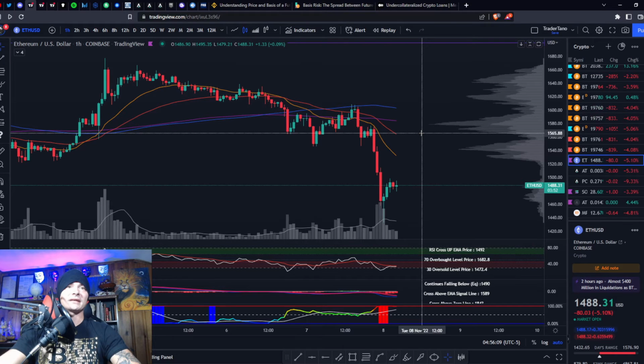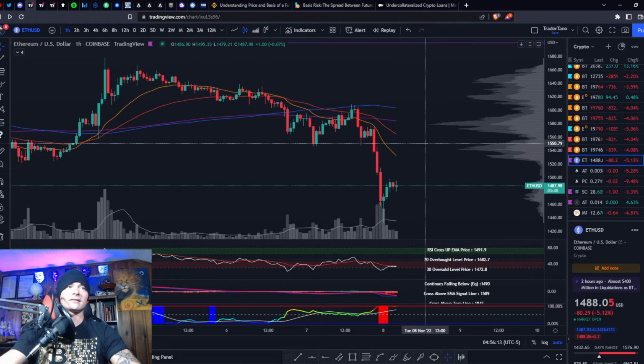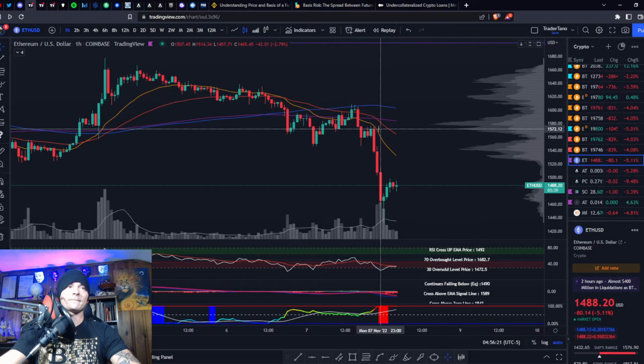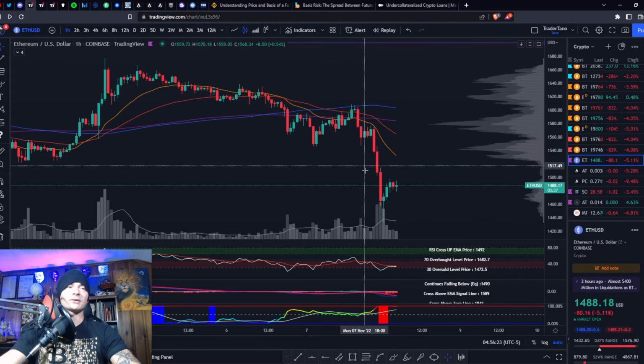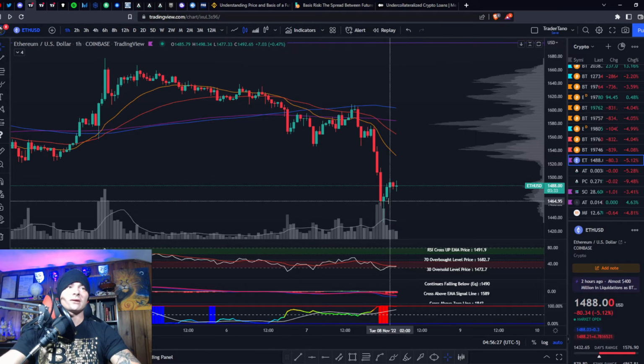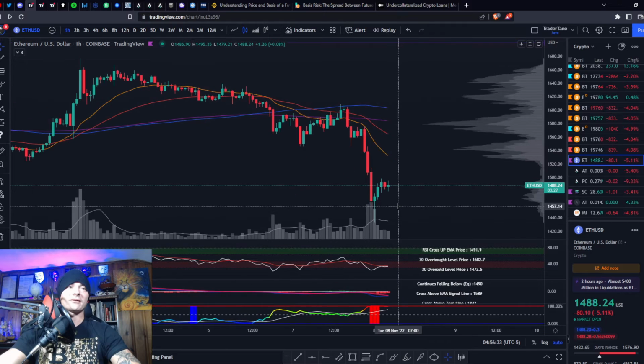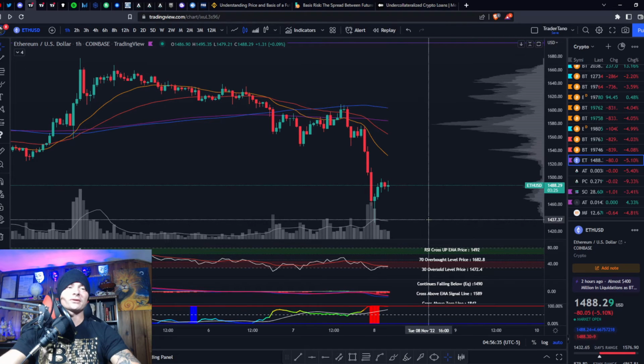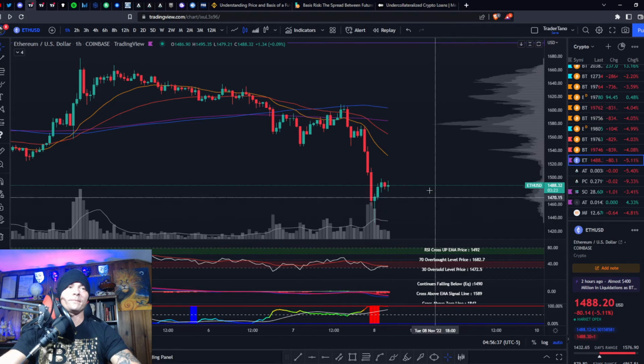Basically, the level to beat is the 1560, or yeah, I want to go with 1572. This last high. You need to break that to be bullish. I would expect this to be a bear trap. Now, the last low, 1463, is the bearish scenario. If we break that, 1300, here we come.